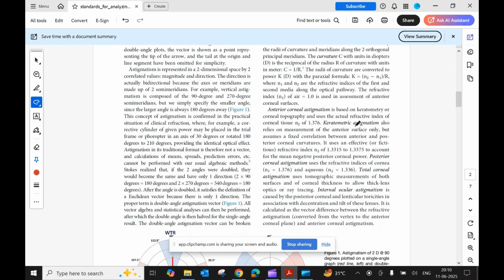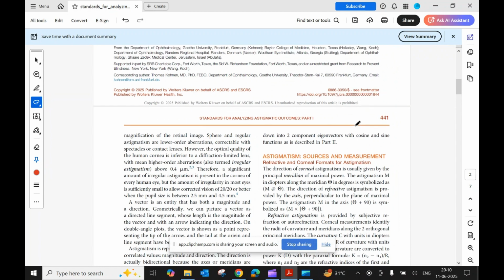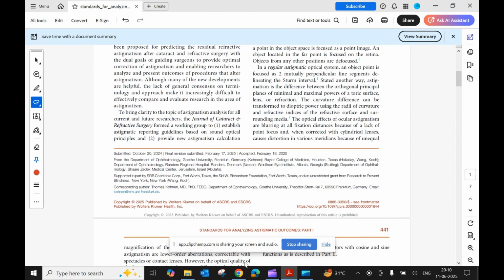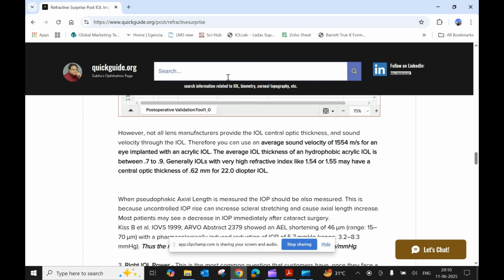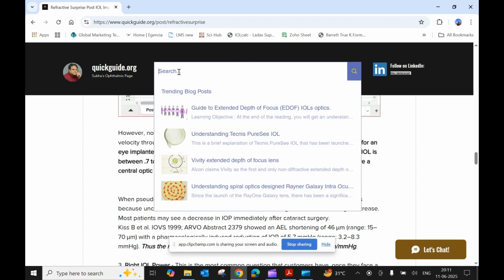I shared this article because I thought that this is important. It is a very comprehensive article, giving a fundamental understanding about astigmatism. And for more understanding, you could visit my website. You can type astigmatism and toric IOLs in the search button, and you'll find articles that give you in-depth understanding of some of the concepts that we have talked about today.